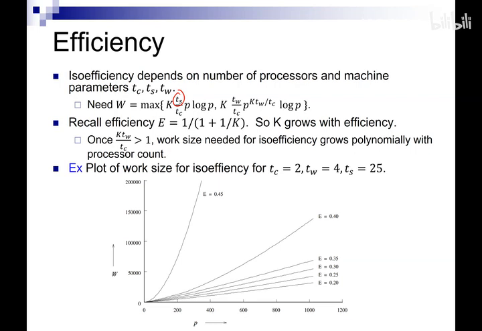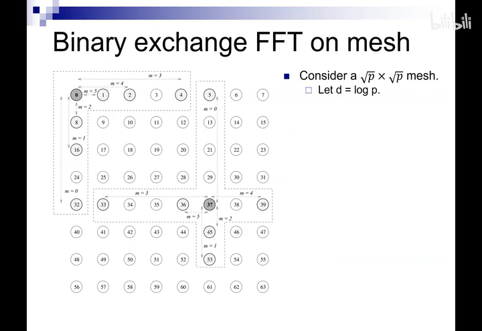Oh, I'm sorry, these are the values. These are the settings for the TC, TW, and TS parameters. Now let's try to implement this binary exchange, not on a hypercube, but on a mesh. Some mesh architectures are easier to build than hypercubes, so let's see whether we can implement this binary exchange algorithm efficiently on a mesh.